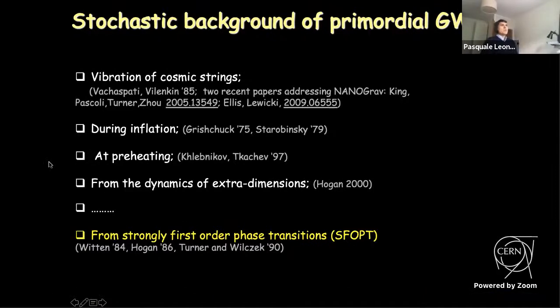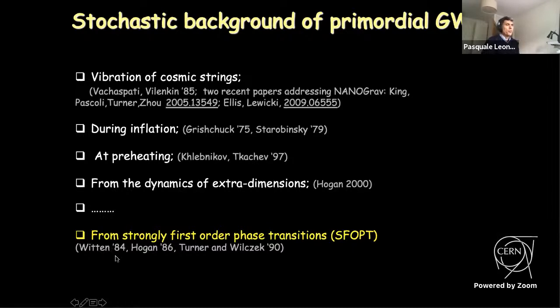So what can produce a stochastic background? In that case, they will show up as stochastic backgrounds, and there are different proposals. But I will focus in my talk on the possibility that a strongly first order phase transition produces a stochastic background of primordial gravitational waves. And I particularly like this proposal. I will tell you why. By the way, the first to propose this possibility was Witten himself.